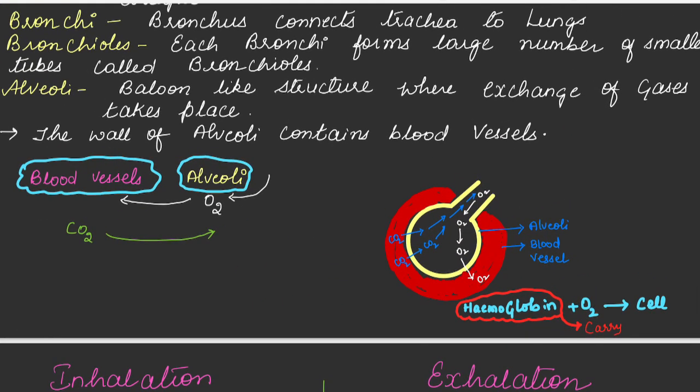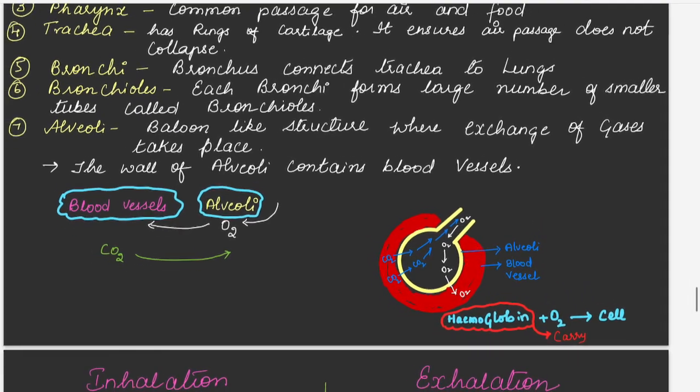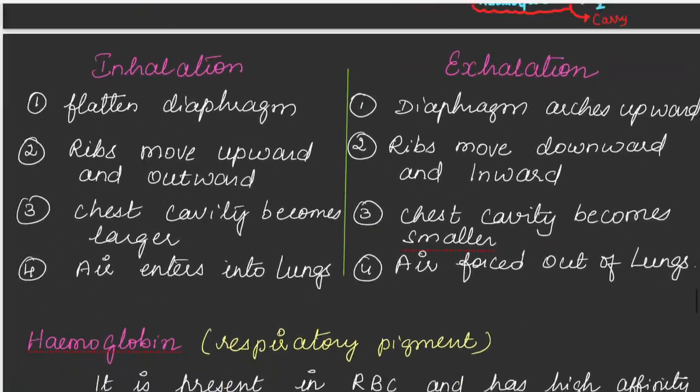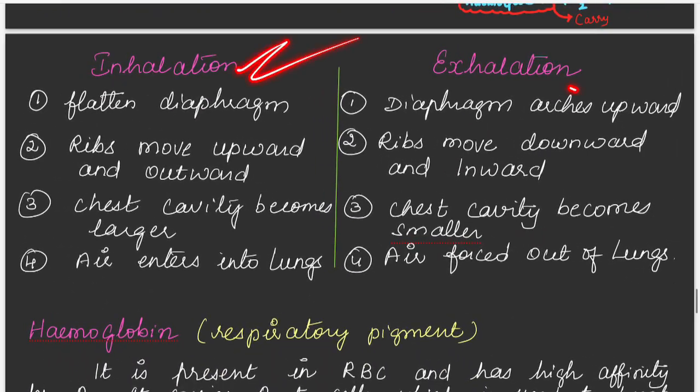So you can see here the wall of the alveoli contains blood vessels. That is what we have drawn. This is the blood vessel where you can see exchange of gases taking place. So you can see alveoli. Into the alveoli oxygen will come and finally it will enter into the blood vessel, whereas carbon dioxide from the blood vessel will enter into the alveoli and then finally it is going out of our body. So next let us see the difference between inhalation and exhalation.